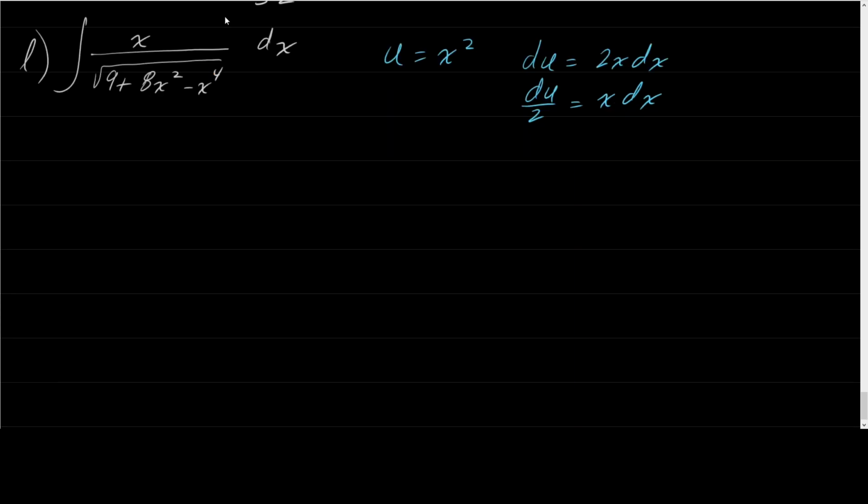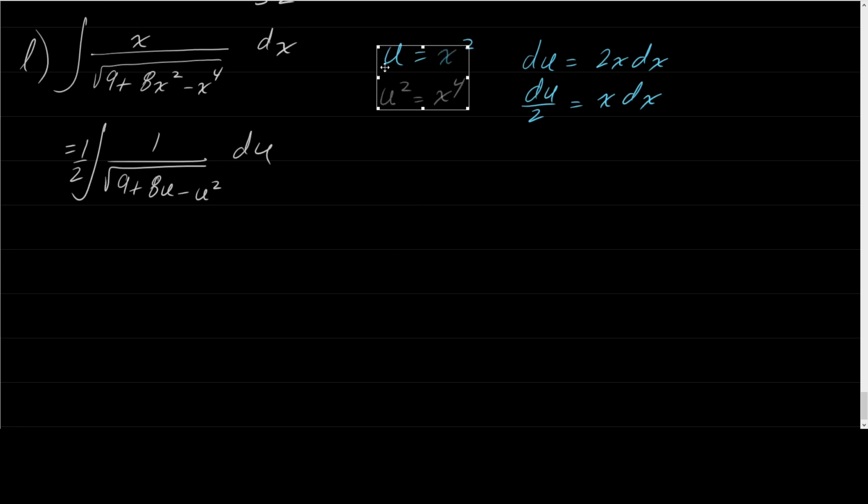So at that point, I'm going to say, this becomes the integral of, again, this x dx becomes just du over 2. So I'm going to write it as 1/2 times du. Inside here, we have 1 over the square root of 9 plus 8u minus u squared. Notice that u squared would be x to the fourth, right? So now that we have that, I'm going to manipulate this next statement that we have there.